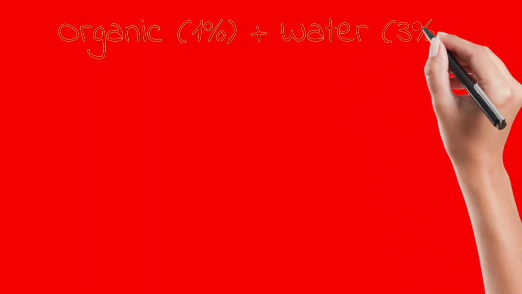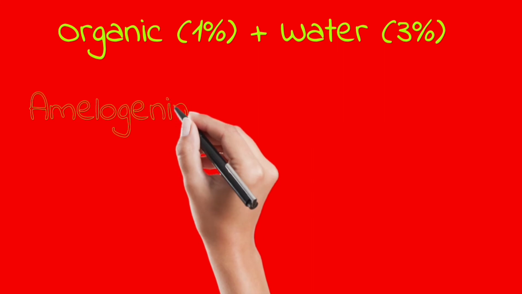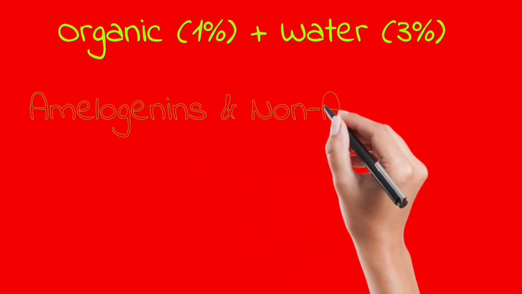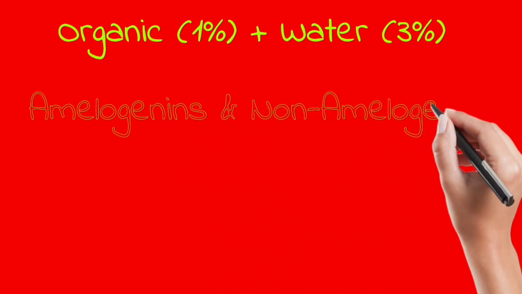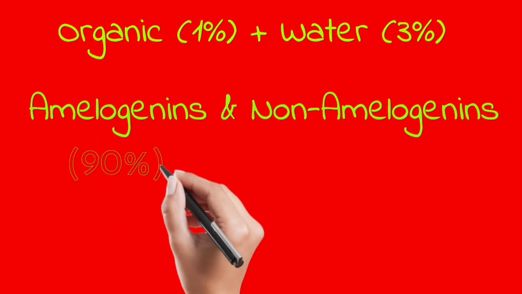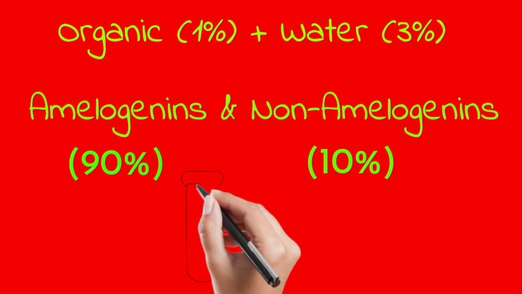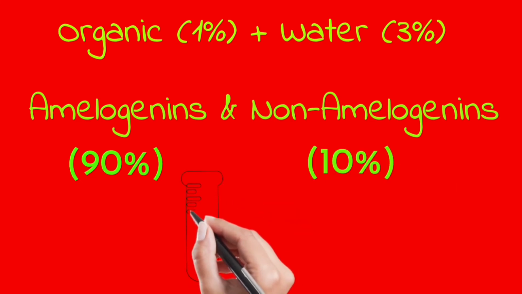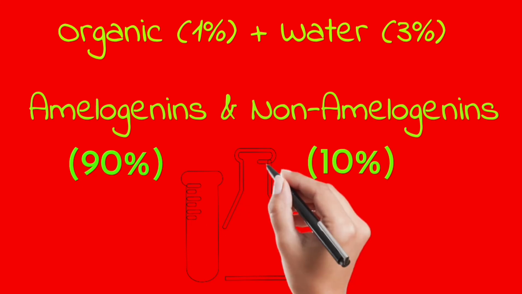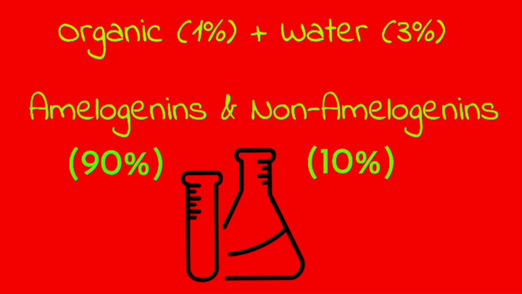This organic 1% is further divided into amelogenins and non-amelogenins, where the amelogenins are 90% and the non-amelogenins are only 10%. We also need to know that the amelogenins have low molecular weight while the non-amelogenins have high molecular weight. Some non-amelogenin examples are enamelin and ameloblastin.